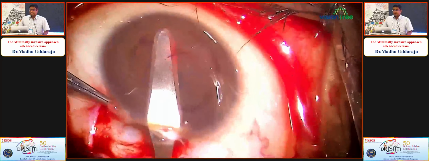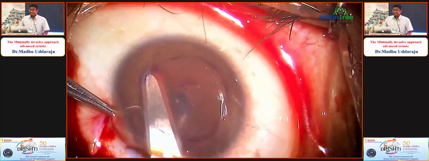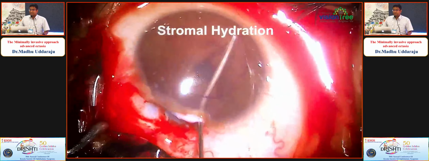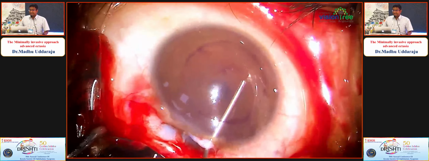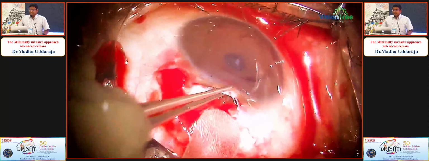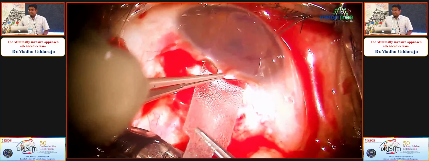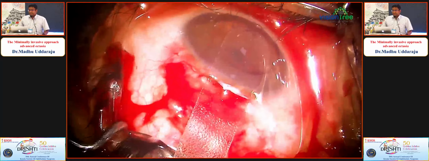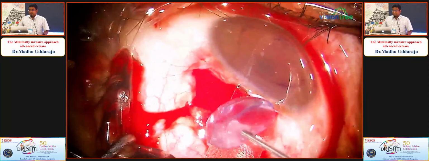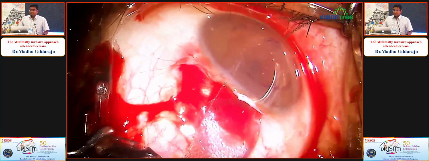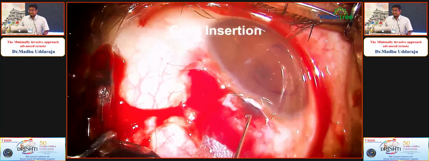Once you create this mid-stromal pocket centrally, in the 7.5 to 8 millimeter range, make sure you hydrate the stroma well and make sure there is no blood or any debris. Once that is done, you introduce a glide and then introduce the Bowman's layer stromal transplant into it. You can also create the stromal pockets using a femtosecond laser if you have access to it.